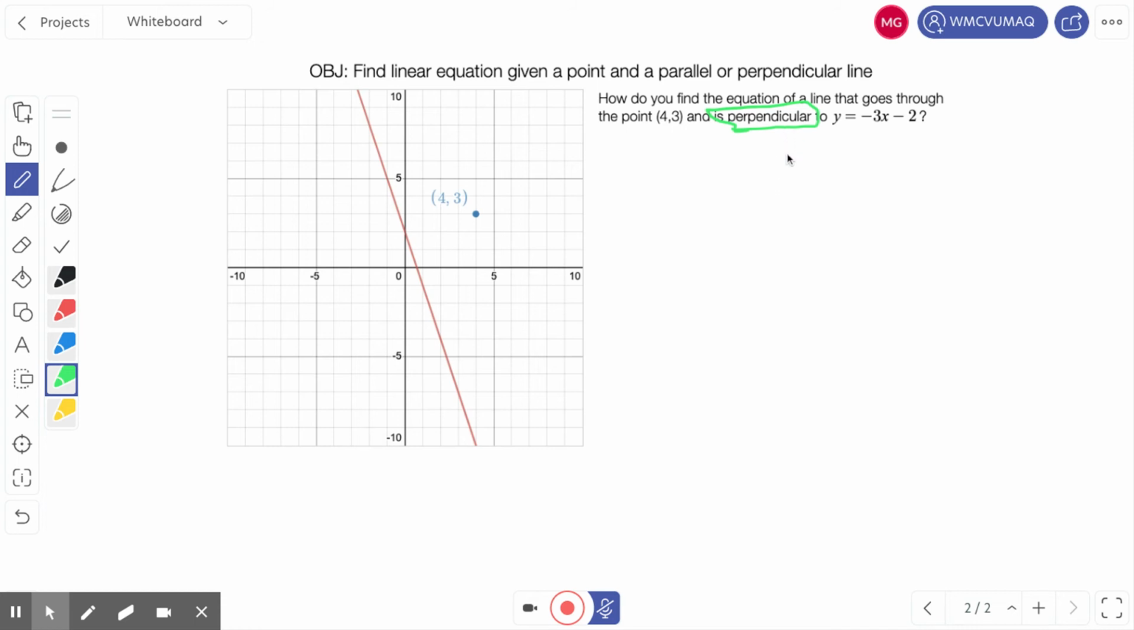So we're going to start out the same way. We're going to write our little equation. We know it's going to be y equals some slope x plus the y-intercept, where along this line it crosses. So what is that slope going to be? The slope for this line equals negative 3.